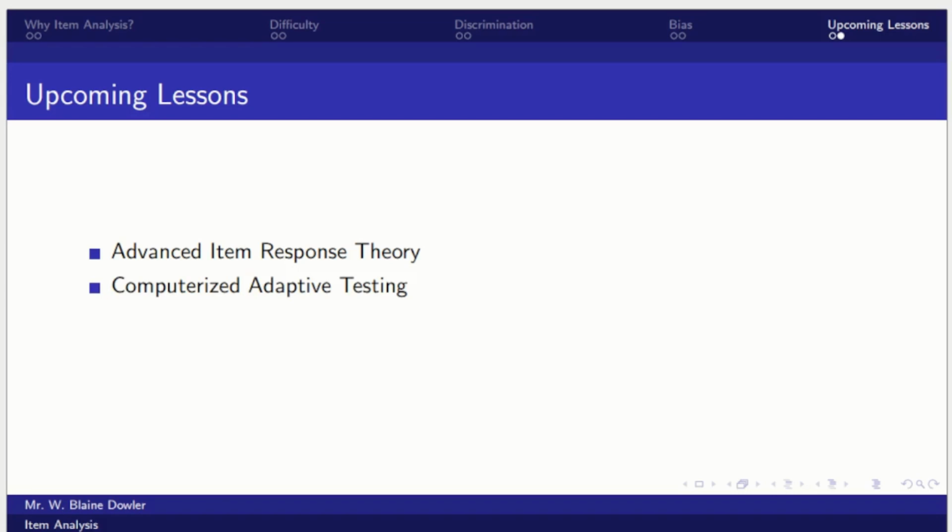We will then see how we can take all those techniques and apply it to computerized adaptive testing before we wrap up this series with a lesson on non-parametric item response theory.